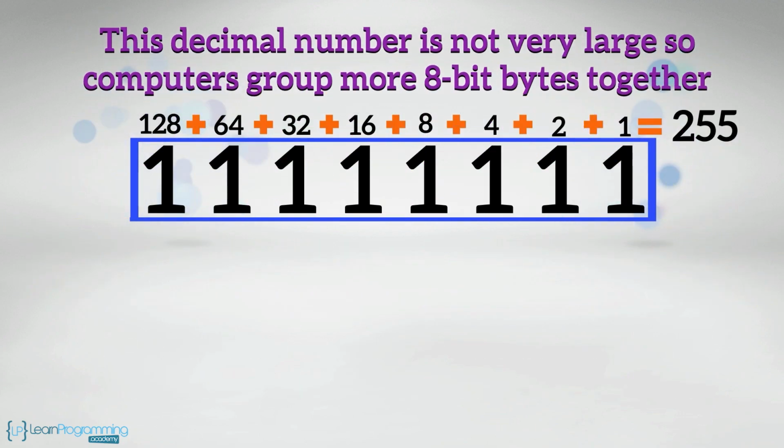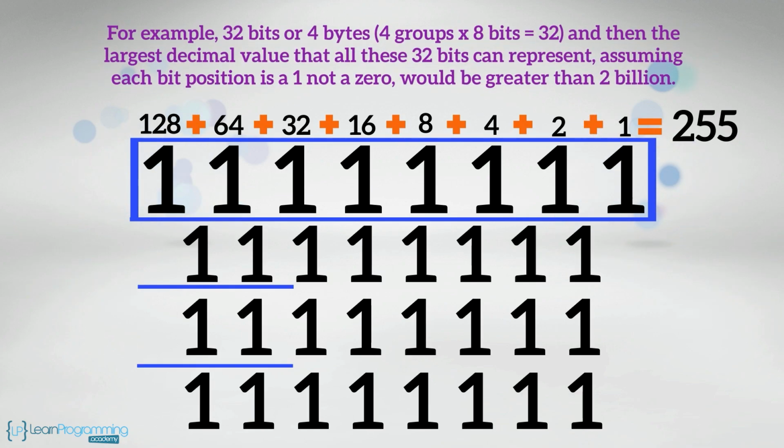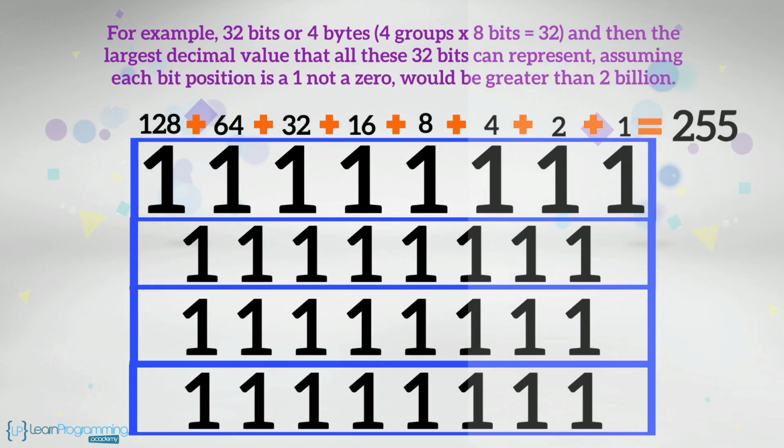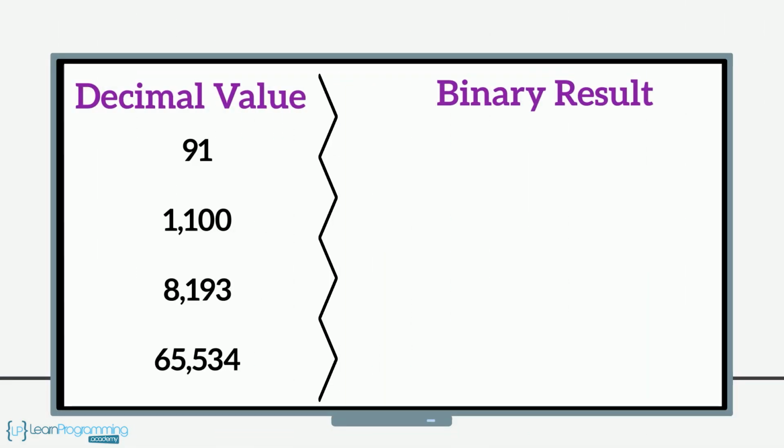This decimal number is not very large, so computers group more 8-bit values together. For example, 32 bits or 4 bytes, 4 groups times 8 bits equals 32, and then the largest decimal value that all these 32 bits can represent, assuming each bit position is a 1 not a 0, would be greater than 2 billion. Before going on to the next video, I suggest you try to convert a few decimal numbers into binary and check your results with this slide. Perhaps pause the video right now as you try this using paper and pencil and have some fun.